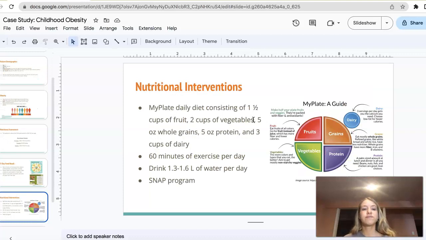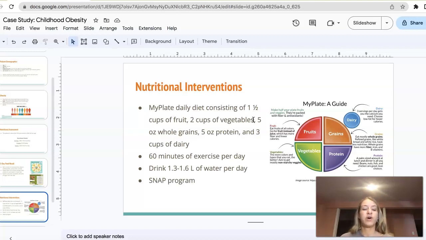So, some nutritional interventions that I believe are realistic and things that the patient and her family can work towards is following a MyPlate daily diet consisting of 1.5 cups of fruit, 2 cups of vegetables, 5 ounces of whole grains, 5 ounces of protein, and three cups of dairy. Of course, the MyPlate guide on our right is a great tool that the patient can use, and it can show how much fruit, grains, vegetables, protein, and dairy she should be getting in her actual diet.